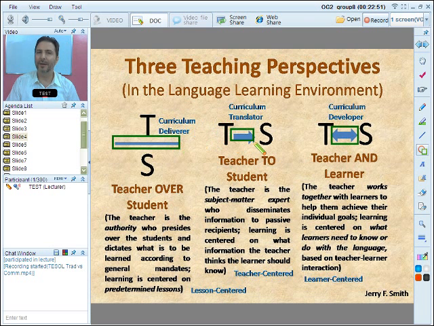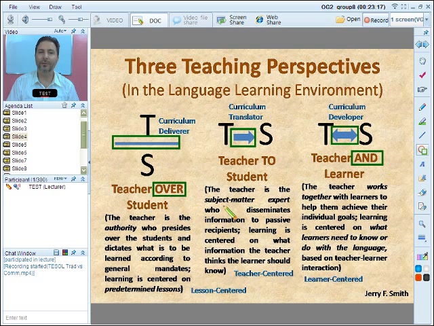The second one, you have one way. The teacher is giving information to the student. And this third perspective, this is where the teacher and the student interact. Sounds communicative, doesn't it? It also sounds more modern, kind of what we've been teaching you through the course. This is teacher and learner.